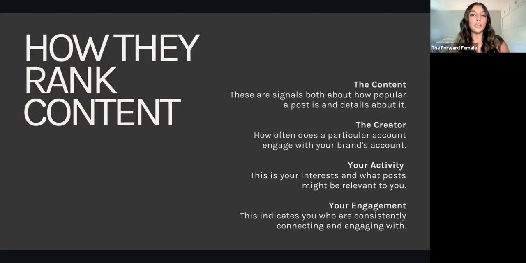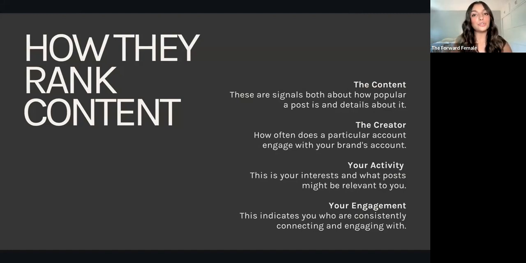So how often does a particular account interact with your content or interact with your account in general? How often are you both DMing, commenting on one another's posts, watching each other's stories, or how often are they watching your stories, that kind of thing. So how often is a particular audience member engaging with you as the creator?